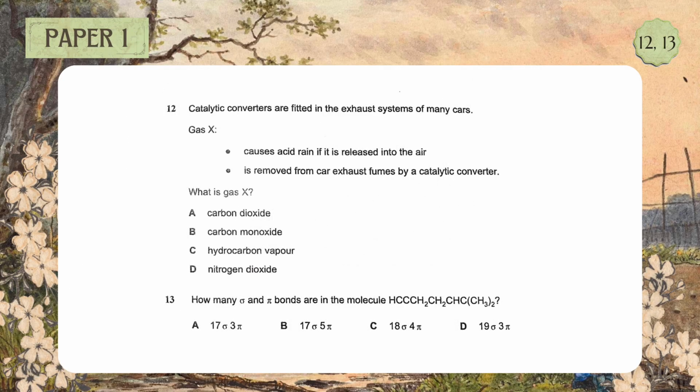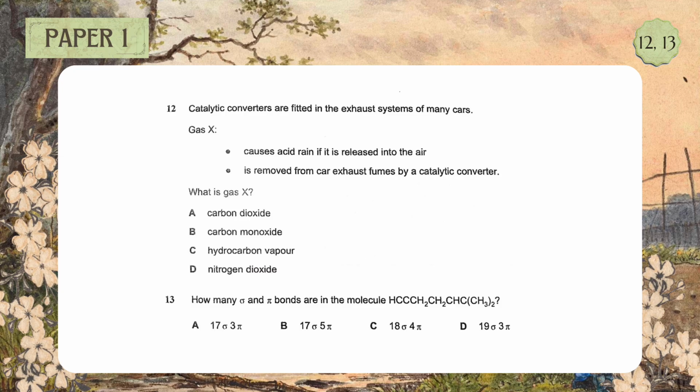For question 12, we're looking for a gas, X, that causes acid rain and is actively removed from car exhaust fumes by a catalytic converter. So let's look at our choices. CO2 is a greenhouse gas, but it isn't the primary cause of environmental acid rain, nor is it removed by a catalytic converter. Carbon monoxide is toxic, but it does not cause acid rain. Hydrocarbon vapors contribute to smog, but not acid rain. Nitrogen dioxide reacts with water vapor and oxygen in the atmosphere to form nitric acid, a major component of acid rain. Catalytic converters are specifically designed to reduce nitrogen oxides back into harmless nitrogen gas. This perfectly describes nitrogen dioxide, so the answer is D.